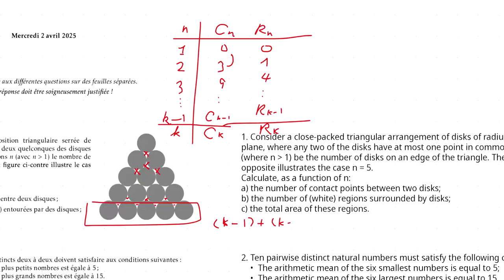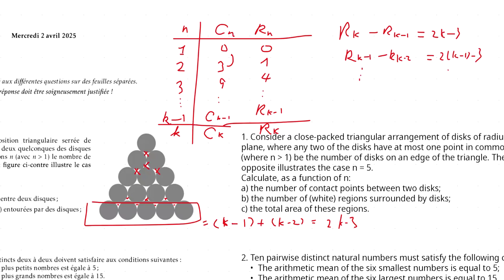So by this, we know, okay, the rk minus r(k minus 1) is 2k minus 3. Yeah, so actually it's 2k minus 3. So we can do the same again, like r(k minus 1) minus r(k minus 2), that will give 2 times (k minus 1) minus 3, and dot, dot, dot, till r2 minus r1. So here is 1, because 1 minus 0 is 1.